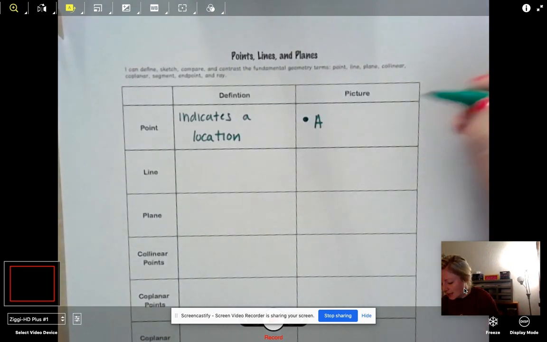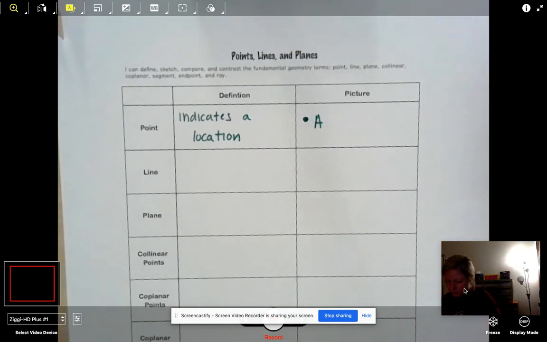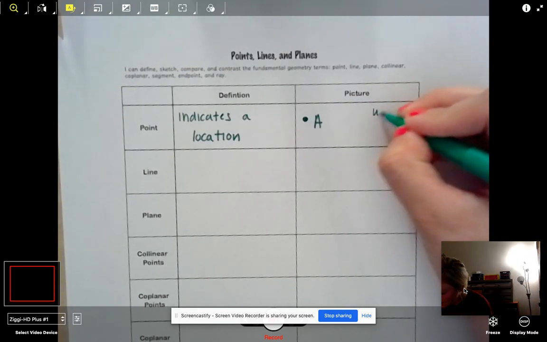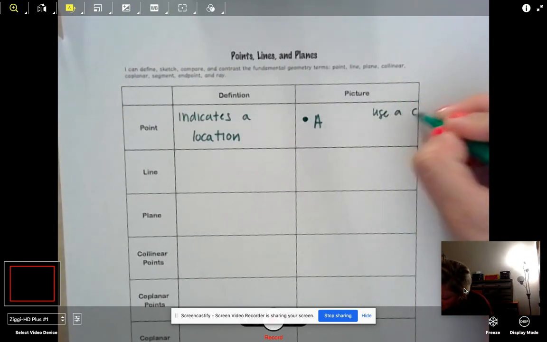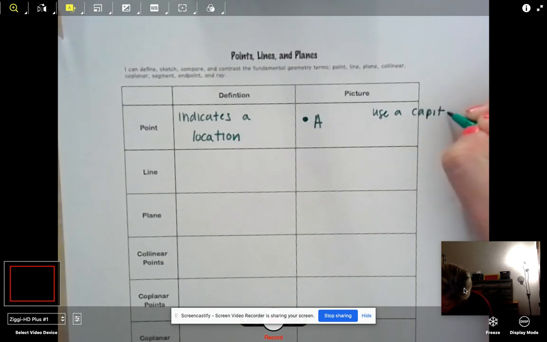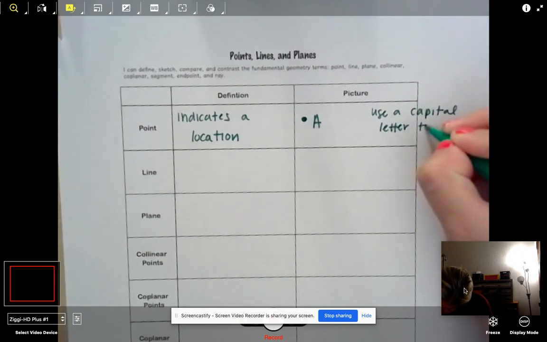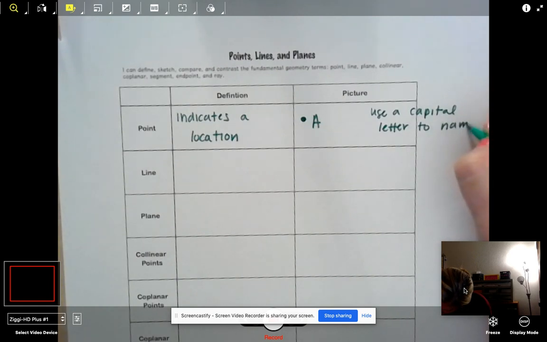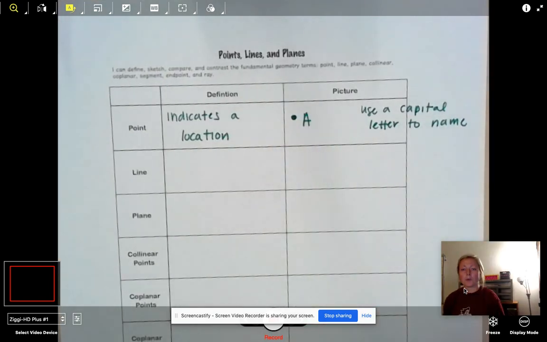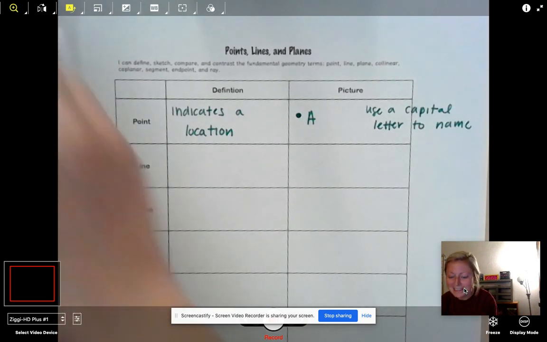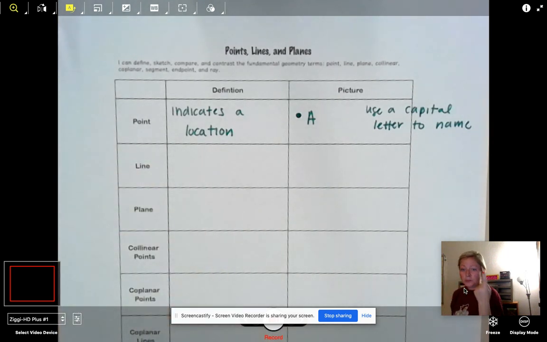How we would name that, I'm going to write this to the side. Maybe you should write this too. You use a capital letter to name it. So I would call that point A. So a point is just one point.